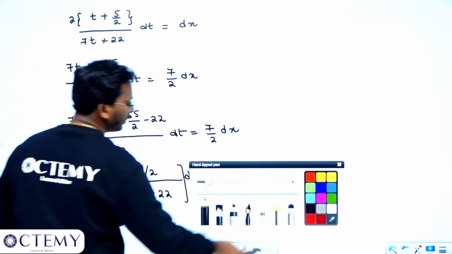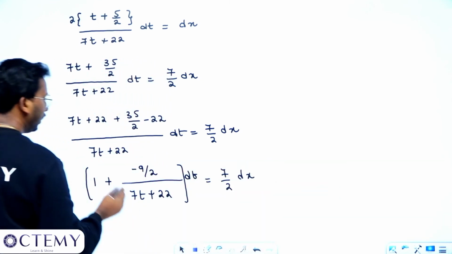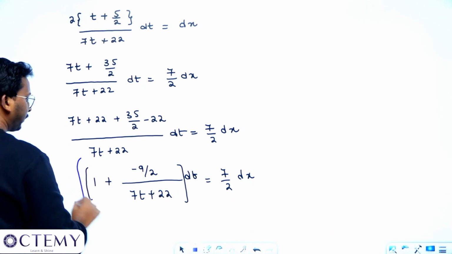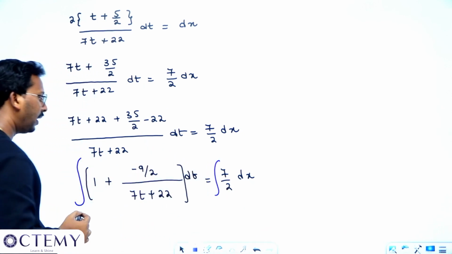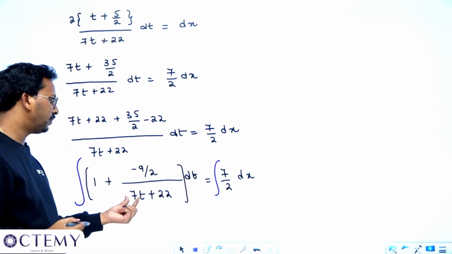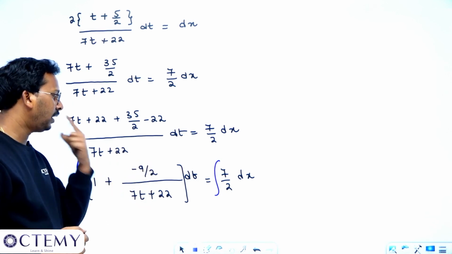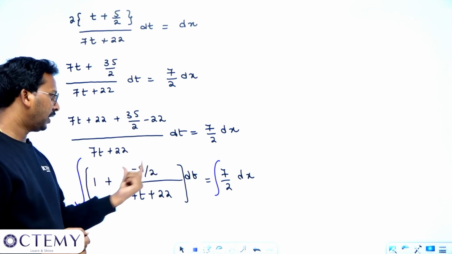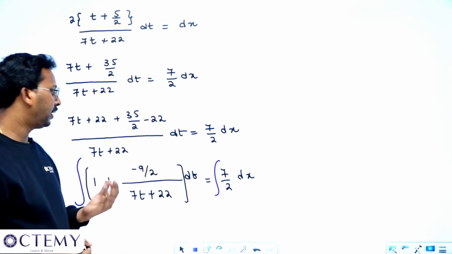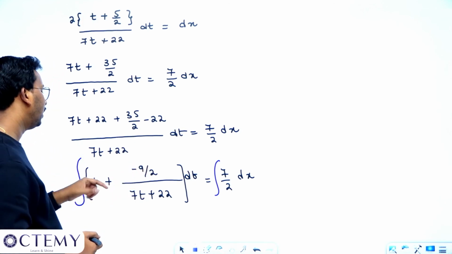Now you have to do the integration, sir. Now the integration is easy. See, how will I do integration? Now what is the differential of 7t plus 22? The differentiation of 7t plus 22 is basically 7 dt. There is no 7, so we can arrange 7, that's not a big deal, or you can take 7 common from here, that is also possible.